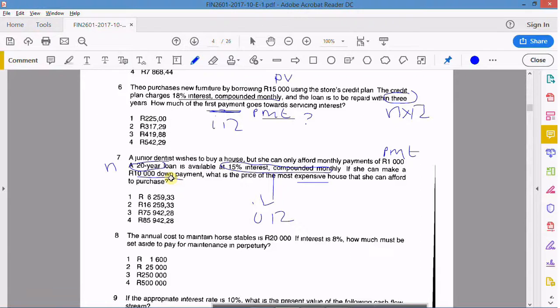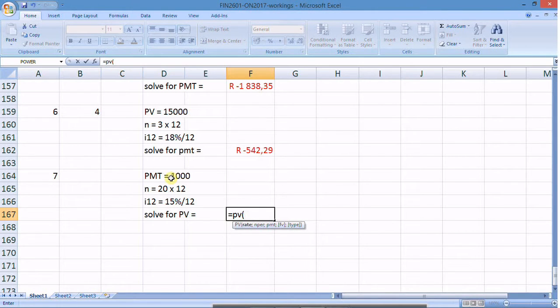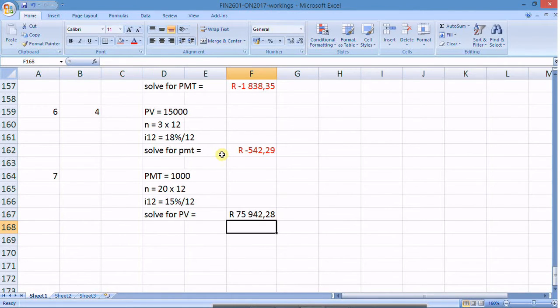Do I have everything? Yes. Solve for PV. So PV equals, brackets, the rate, 15% divided by 12, the time, 20 times 12, the payment, 1,000. Close brackets. Present value, 75. Then you have to add the 10,000. Correct. Adding 10,000 gives you 85. Option 4. Good.